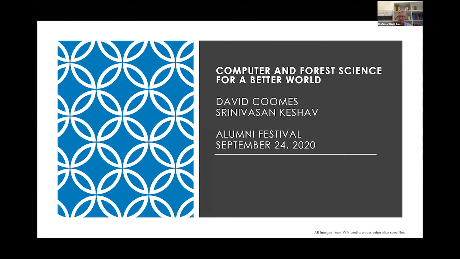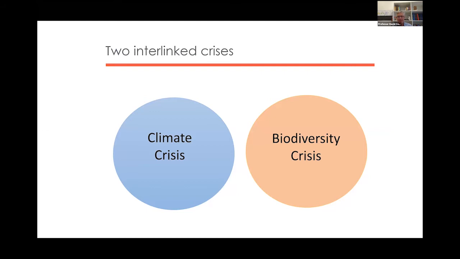So we've got these two interlinked crises in the world. We've got the climate crisis, which we're all starting to notice. It's no longer just something theoretical that scientists have talked about. We're seeing it visually affecting our lives. And then there's a biodiversity crisis as well, which perhaps isn't having such tangible effects as yet, but is equally problematic and huge.